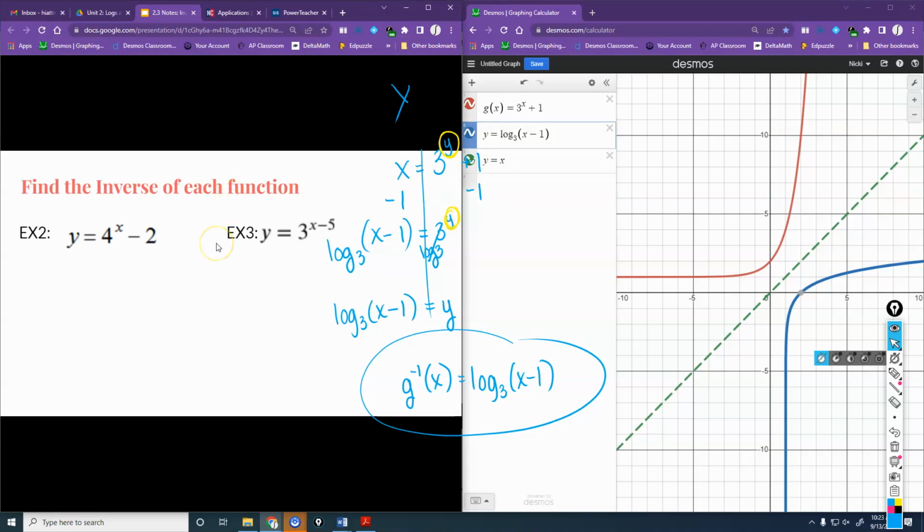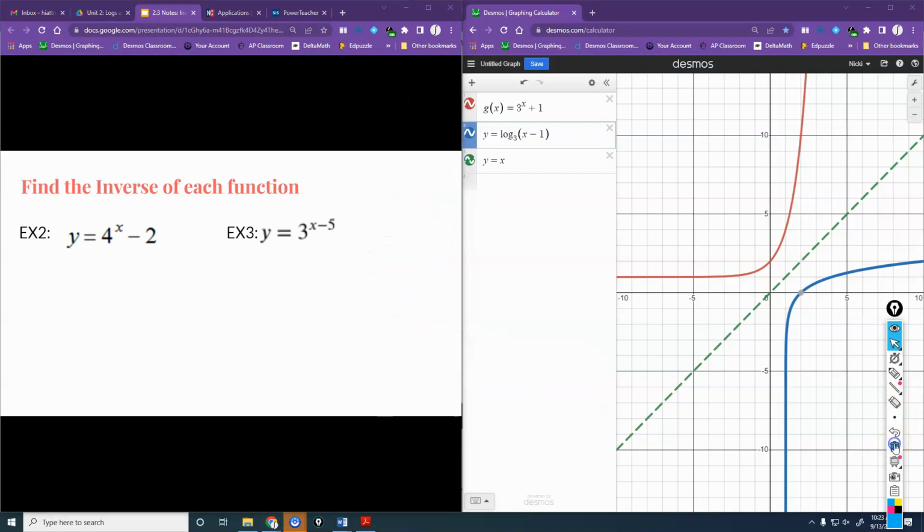Actually, you try those two on your own. Let's see how we're doing. You can work with your partner if you want, but try those without me doing them.